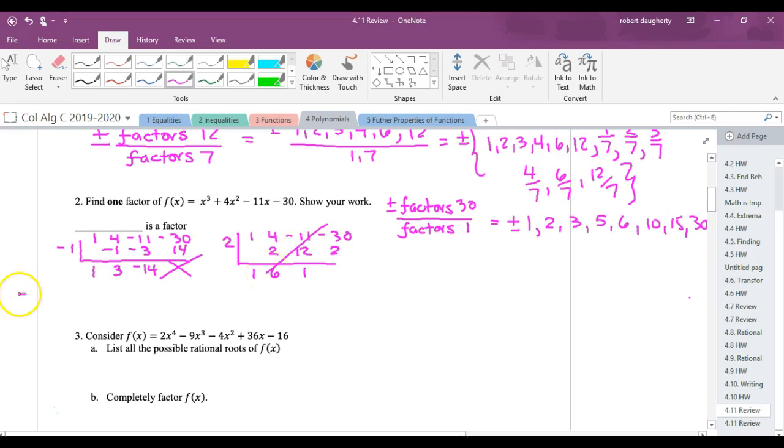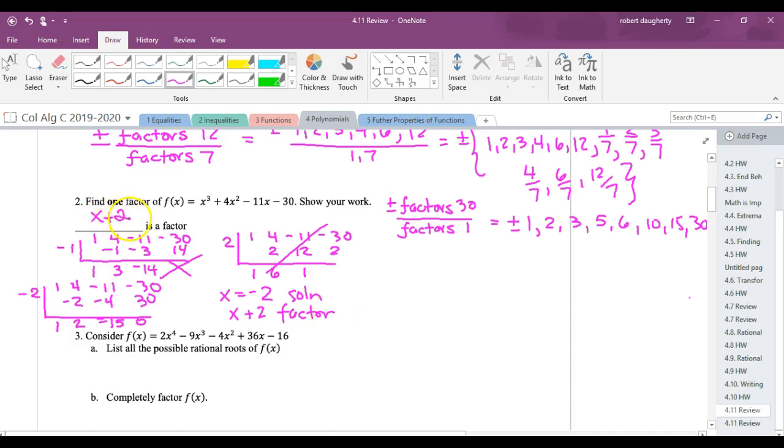Let's move on to -2. -2 and 2, -4, -15, and -2 times -15 is 30. Add that to get 0. So that means that x equals -2 is the solution. X plus 2 is the factor. So x plus 2 is a factor of that polynomial.